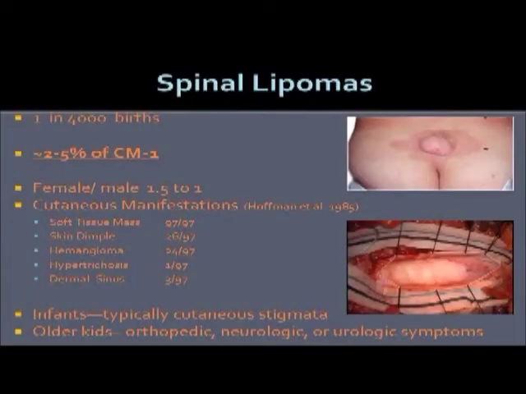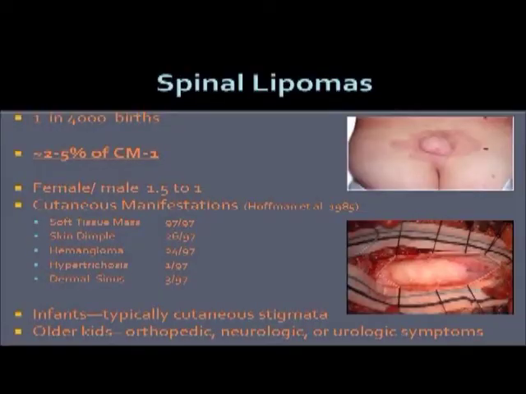Spinal lipomas, again, very uncommon in Chiari, but in the literature it's reported somewhere between 2 and 5% in Chiari 1. The picture on the right shows a very large, obvious lipoma in the low lumbar region. A lot of times it's not as obvious, or it's intradural, and you're not going to see any external stigmata of the lipoma.